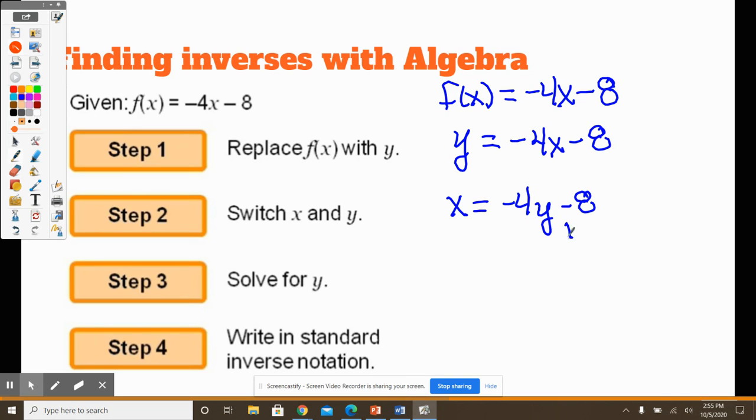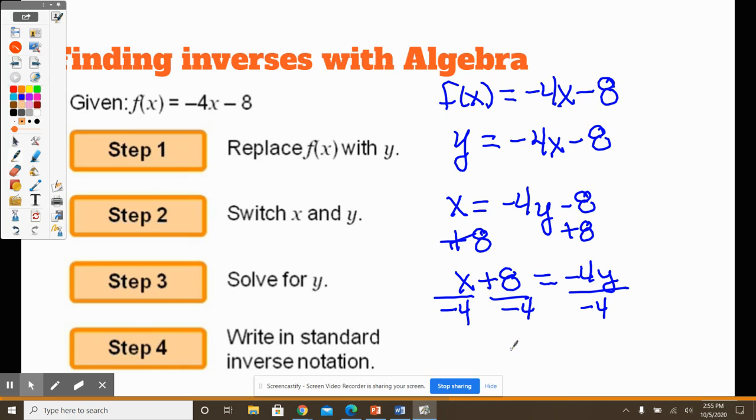To get y by itself, you would first add 8. And you get x plus 8 equals -4y. Divide each and every piece by -4. And you can leave it as x over -4, or you could change it to -1/4 x minus 2, and that equals y. Or you can write equals f inverse of x.